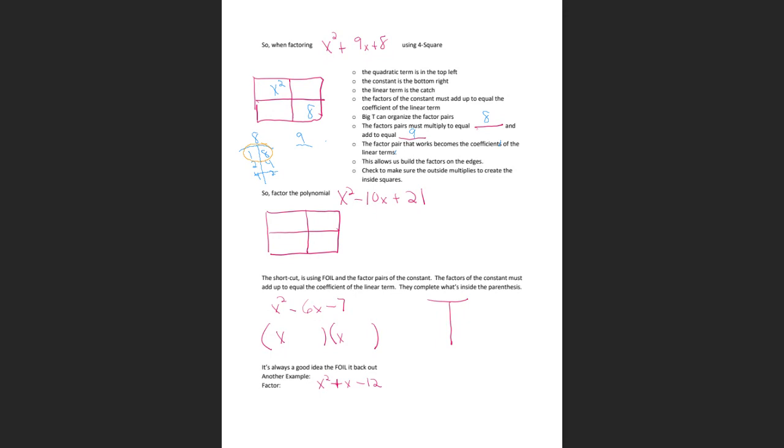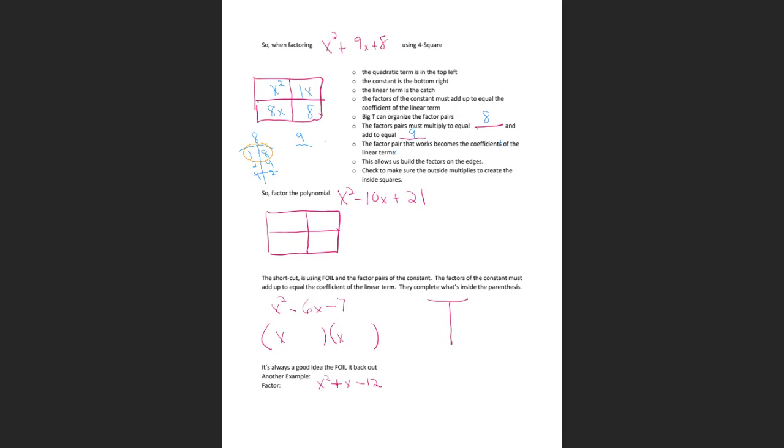Okay. So what we're going to do is replace these two pieces here with the coefficients. So this 1x and this 8x will go here and here. They become the coefficients of the linear term. Once we do that, we now have the inside built. So this 1 and 8 become the coefficients of the linear terms.